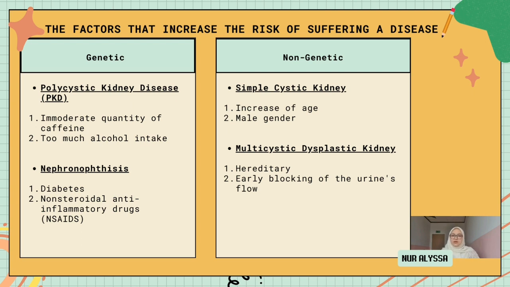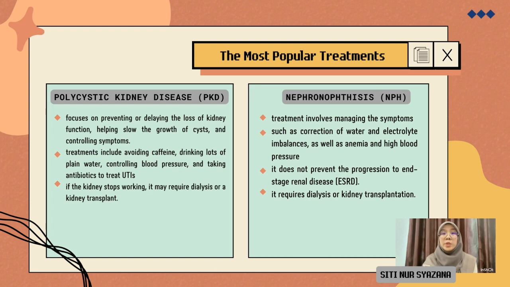The factors remain unknown. However, according to experts, early blocking of the urine's flow or genetic mutation are the factors for the rarity of MCDK. Based on studies, MCDK was linked to prenatal viral infection exposure. Air pollution and also metal exposure are significant environmental risk factors, but it is unknown how much age contributes to kidney disease. Next, I will explain the most popular treatment for cystic kidney disease.